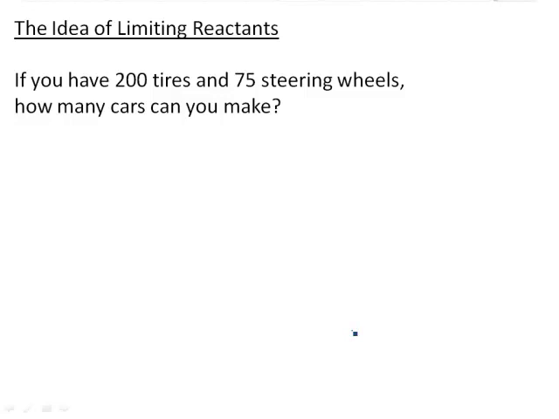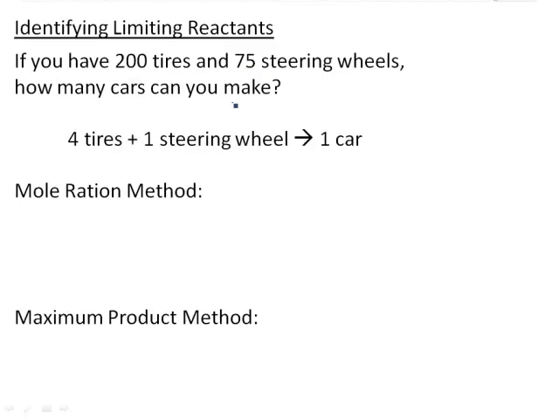And the amount of product you make is going to be the theoretical yield. Okay, so let's look at a first example. If you have 200 tires and 75 steering wheels, how many cars can you make? Well, if you think about it, you can't make all the cars you would need if you had 75 steering wheels making cars, because the reaction overall is 4 tires plus 1 steering wheel make a car. And to determine which is the limiting reactant, which of these you are going to run out of first as you're making cars, there are 2 ways to do it.